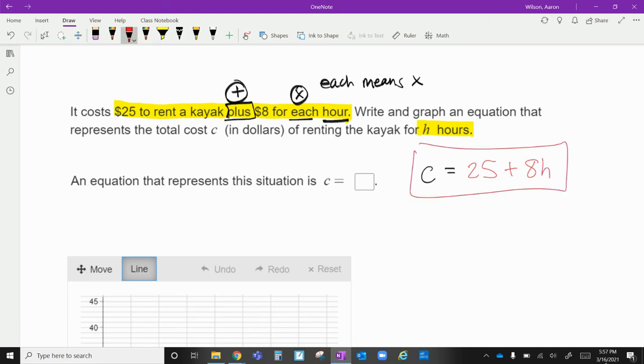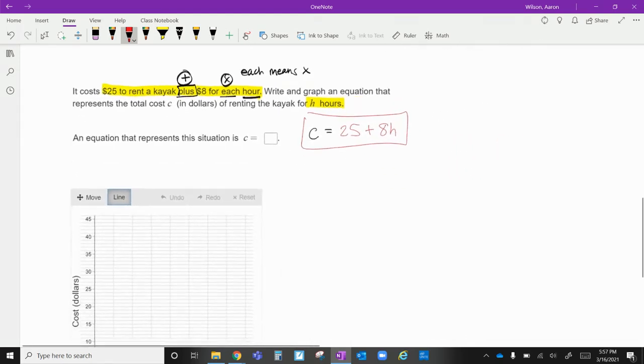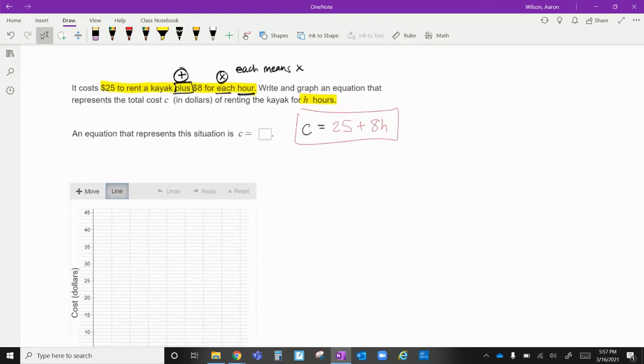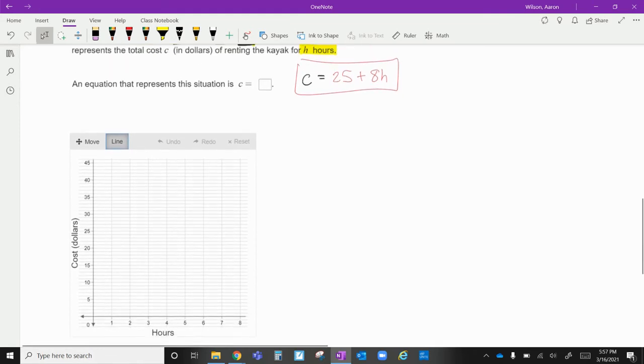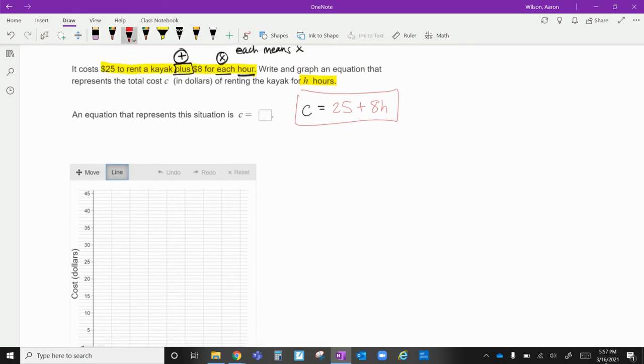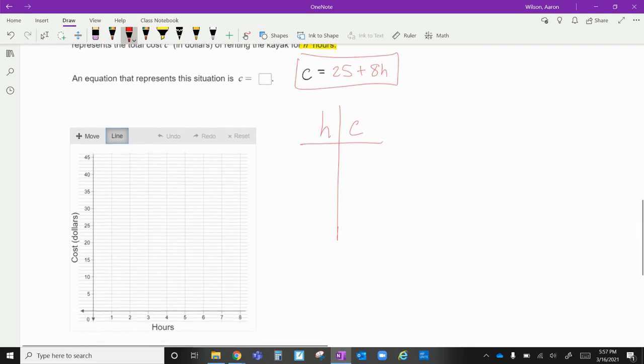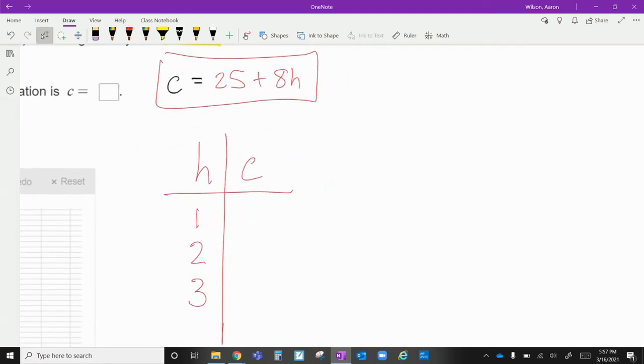So this right here is our equation that involves two variables, but now they want us to graph it below, right? So you can see the graph down below. Instead of X and Y, I'm going to use H and C. H represents the number of hours we are going to rent the kayak, and C happens to be the total cost. This is where you make up numbers. Let's just start with easy ones: 1, 2, and 3. Those are pretty simple. So I'm going to use the equation that we came up with and start plugging in the values.